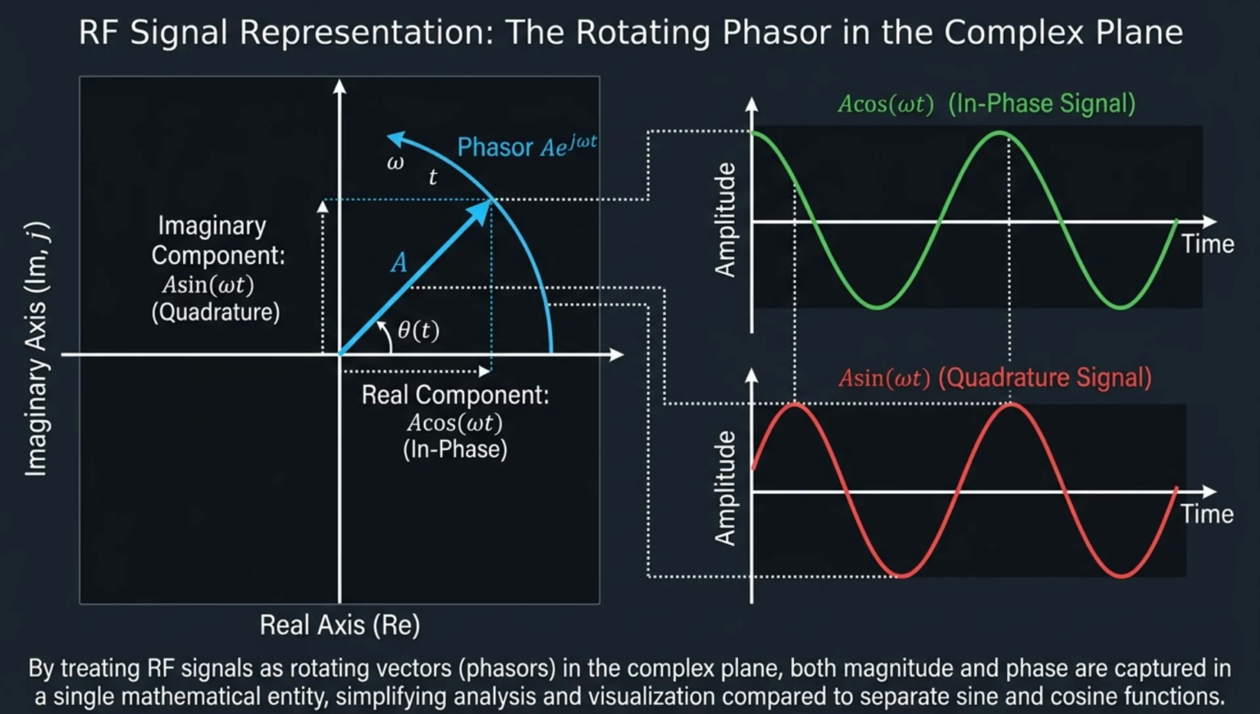RF signals are inherently oscillatory, which makes complex numbers a natural mathematical tool for analysis. Instead of treating sinusoidal signals as separate sine and cosine functions, they can be represented as rotating vectors in the complex plane. This simplifies both visualization and mathematical manipulation.